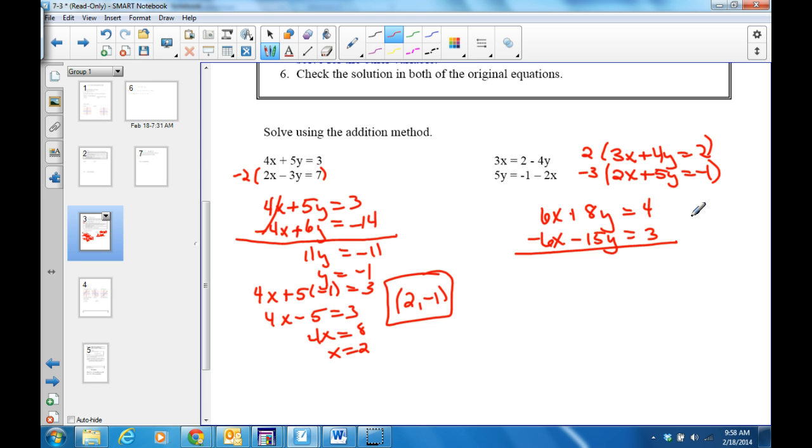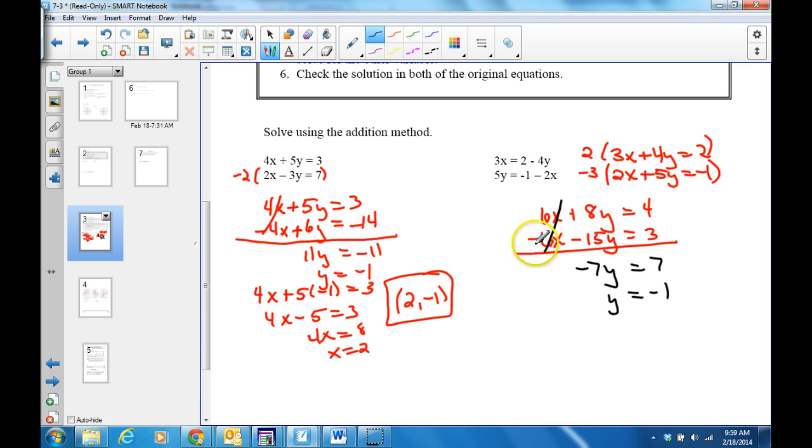So see how my x's now are canceling out? Get rid of those. So 8y plus -15y is, well, one's negative, one's positive, so we're actually subtracting. So it'll be -7y equals 7, and y is -1.